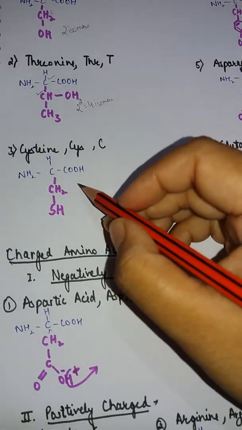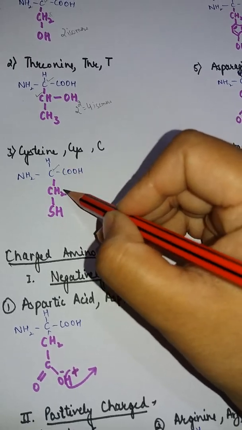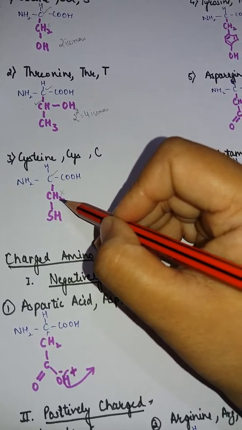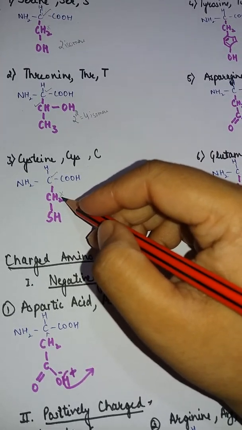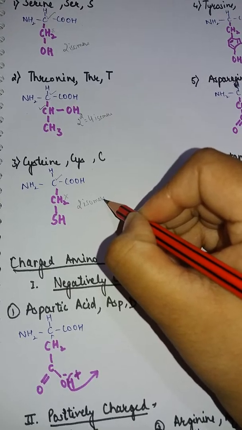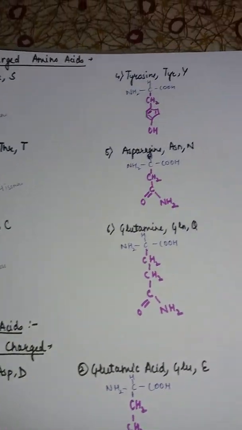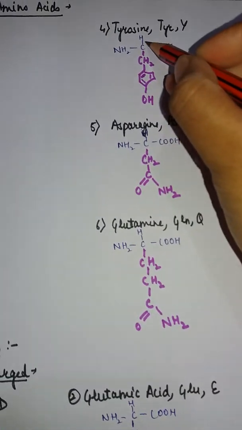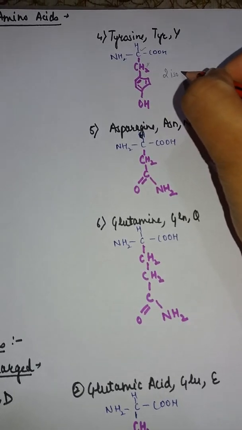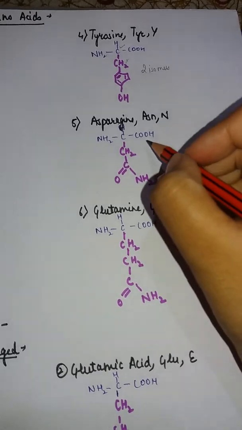Then let's come to cysteine. This is a chiral carbon. This one can't be because 2 hydrogens are present, so that means it can't be a chiral carbon. So in this also there are only 2 isomers possible. Now let's move to tyrosine. It contains 1 chiral carbon. This can't be, so it will also have 2 isomers possible.